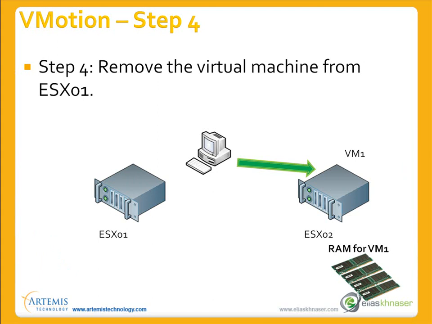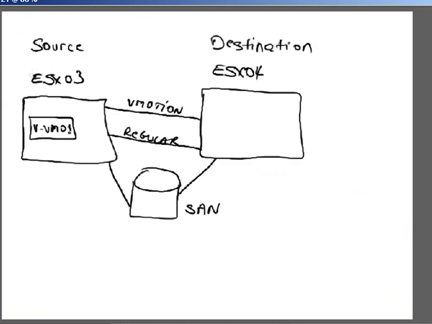So we're going to bring up a whiteboard and talk a little bit more about how this works. You have ESX03 here that has a virtual machine on it called v-vm01, and we want to vMotion that to ESX04. Now, in an environment, usually you will have two network connections, a network connection for vMotion, which should be on its own separate VLAN or separate network, if possible, of course. And then you have your regular network. When you want to vMotion virtual machines between hosts, they always go over the vMotion network.